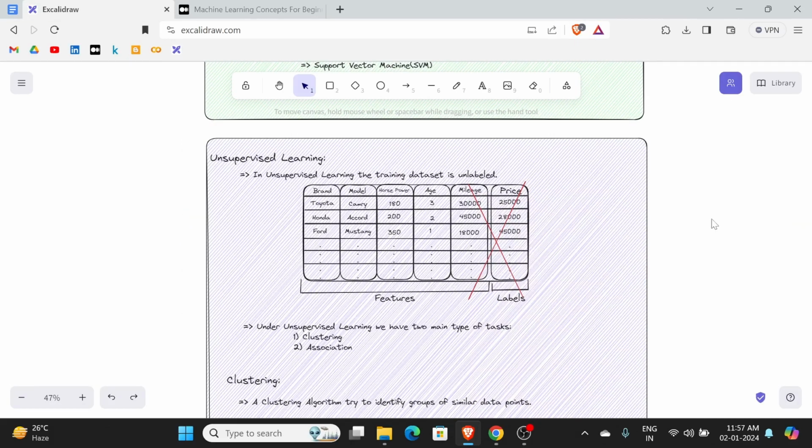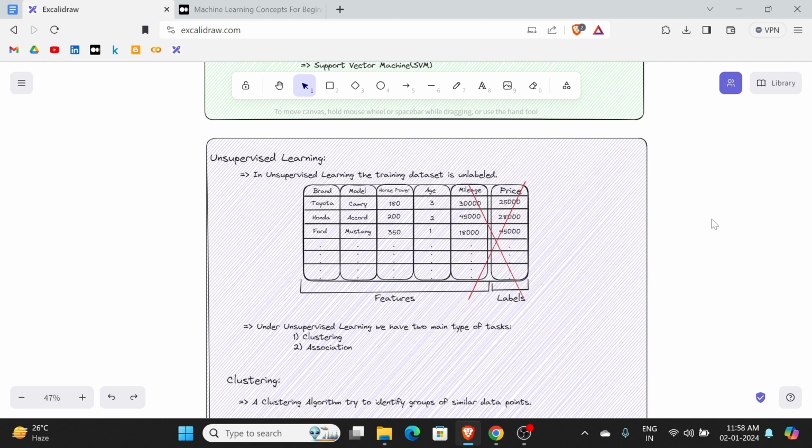So coming to the topic, unsupervised learning. We know that supervised learning has both features and labels. But in unsupervised learning, we only have features. The labels are not in the data set. So how can we predict them? How can we teach a model to predict the value that we want to predict using only the features?